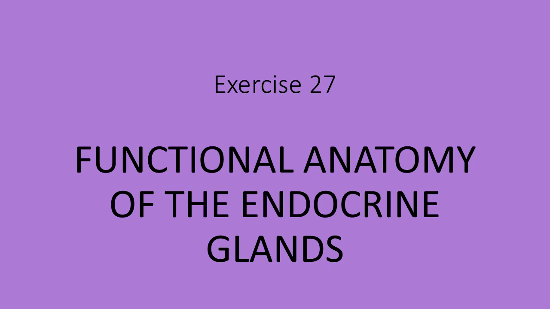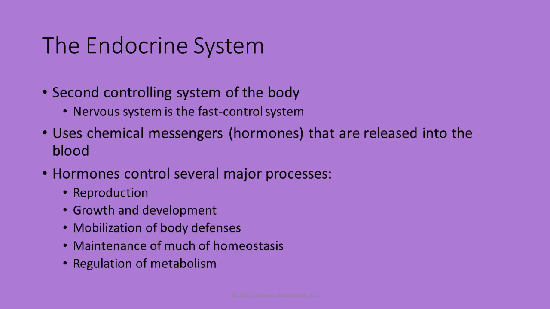This is exercise 27. It's dealing with the endocrine system. The endocrine system is one of your communication systems. The other one is your nervous system. The nervous system tends to have a very quick response, very short-lived, however. The endocrine system is going to be slower to respond to a stimulus, but the response is going to be much longer lasting. It uses hormones.